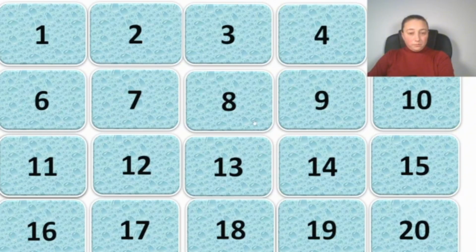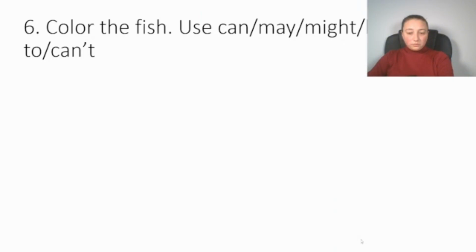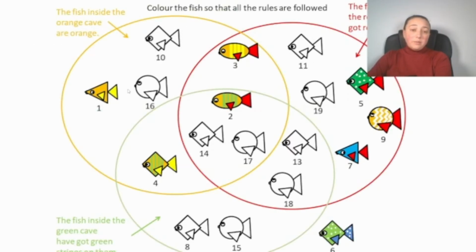Memory game here. Okay, then the next one is a logic game. Color the fish, use can, may, might, have to, can't. As you see, it's a grammar game, again more like an activity, but you can take turns and get points.